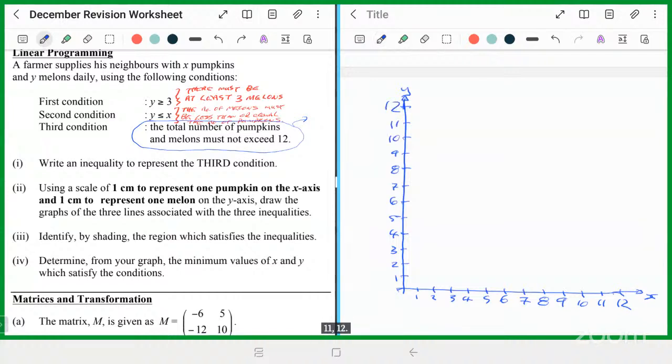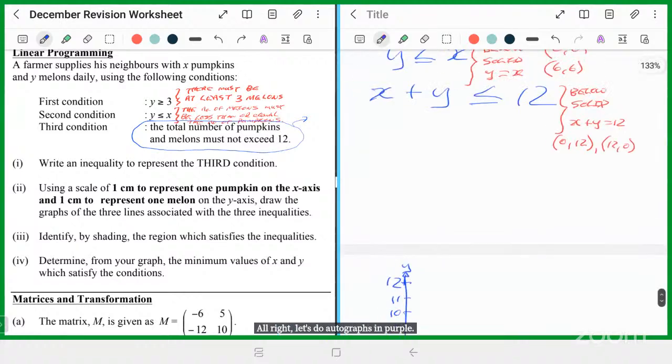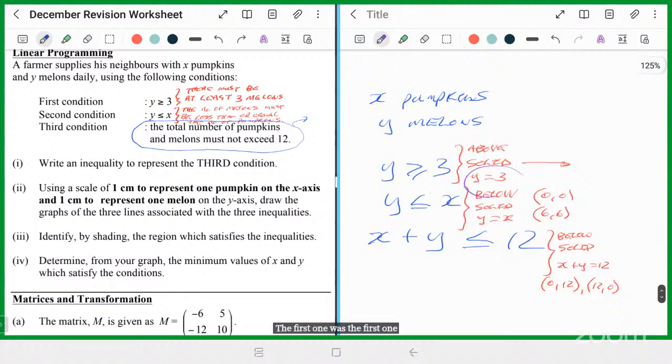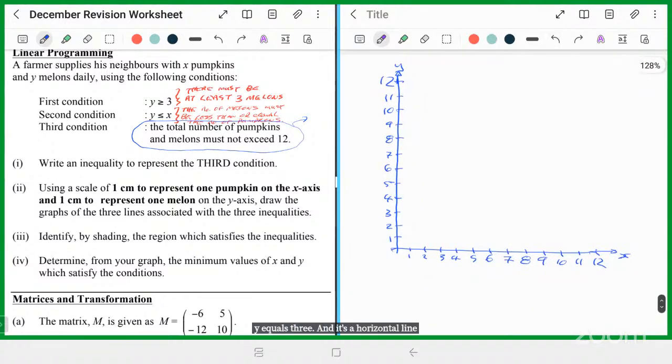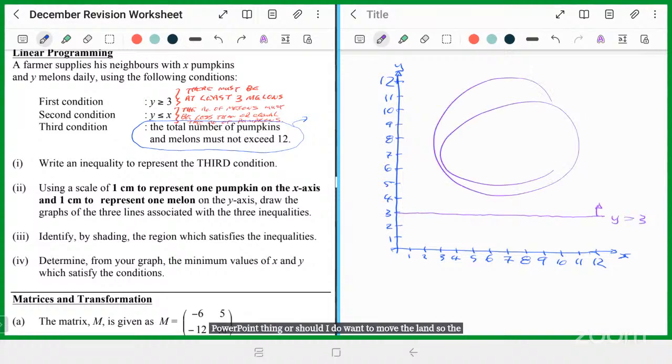All right, let's draw the graphs in purple now. The first one was y equals 3, and it's a horizontal line passing through 3. This is it. Label the line with the equal sign. That's the line y equals 3, and you want above that line. Put an arrow pointing up to show that you want above the line. So the region I want is somewhere up here.